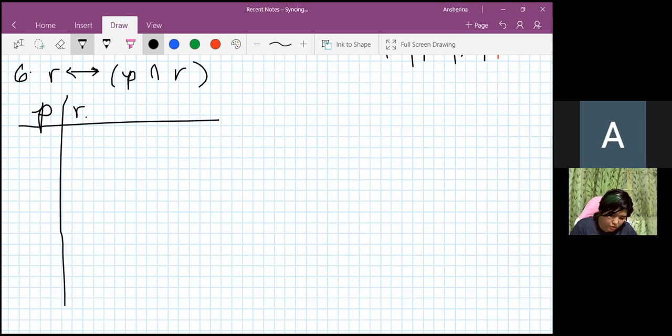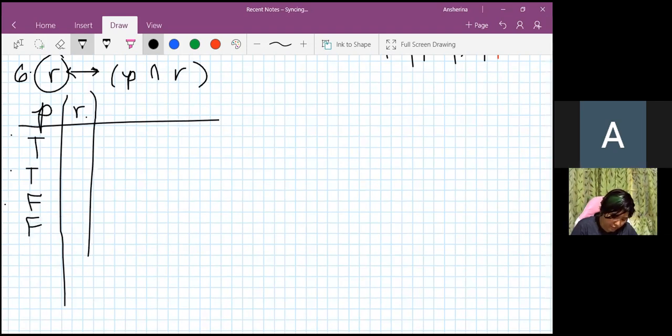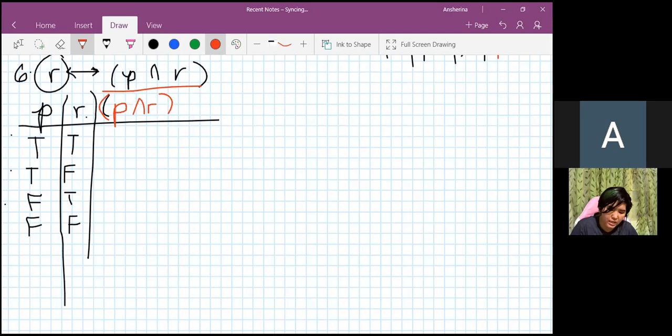Since there are just 2 propositions, apat lang yan, no matter how many times you use this letter. Okay? So, 4 lang ang kailangan natin. True, false. So, R, true, false. Okay? Now, we can look for, ito munang nasa parenthesis. Kasi diba sabi natin, unahin yun nasa parenthesis. P and R. Ang rule natin sa P and R, both true. Okay? Ito lang naman yung both true. So, the rest are false.